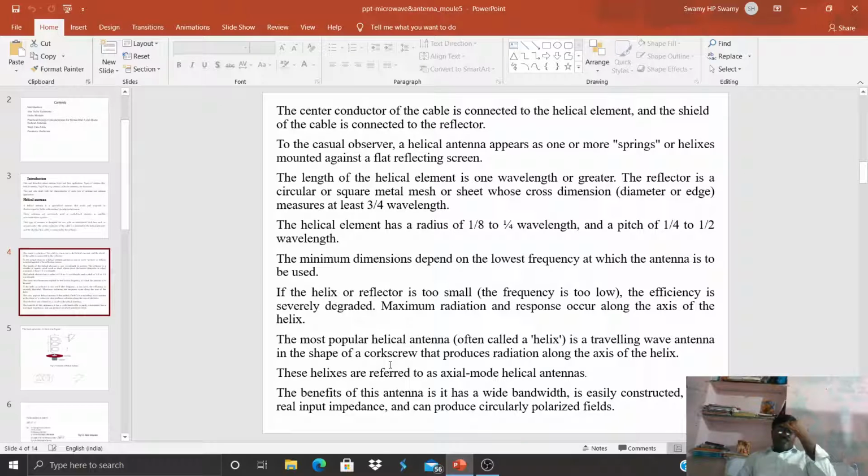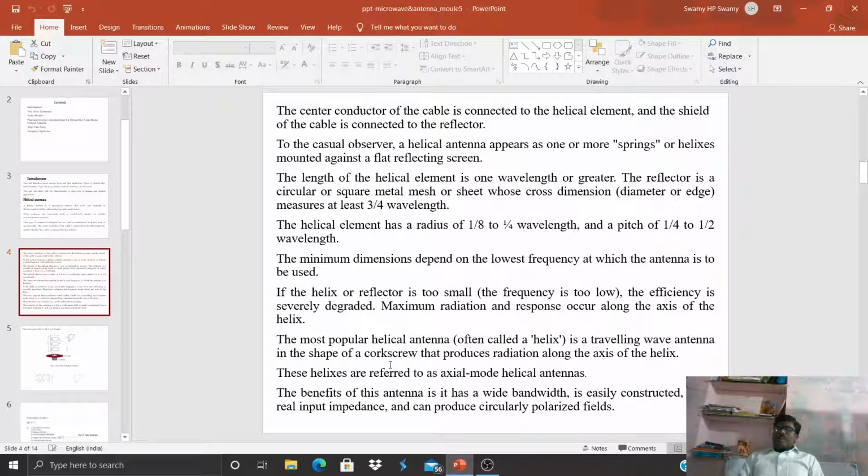What are the benefits of this axial mode helical antenna? It has wide bandwidth. The axial mode helical antenna can be easily constructed, it has real input impedance, and it can produce circularly polarized fields.